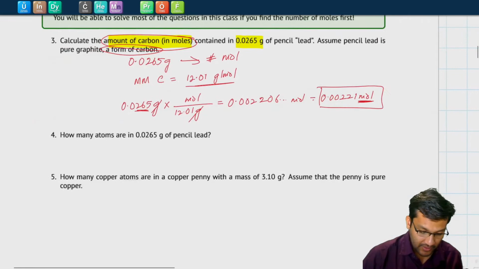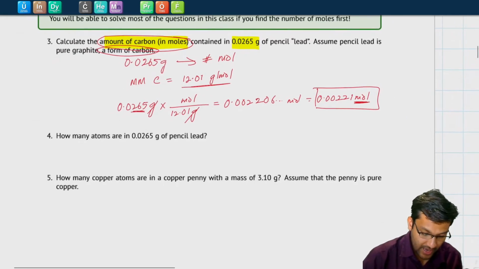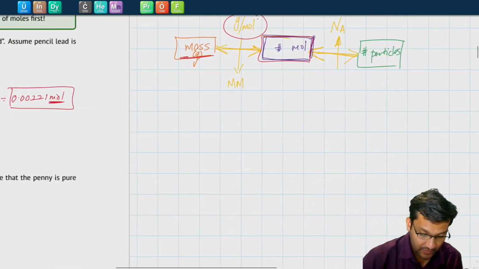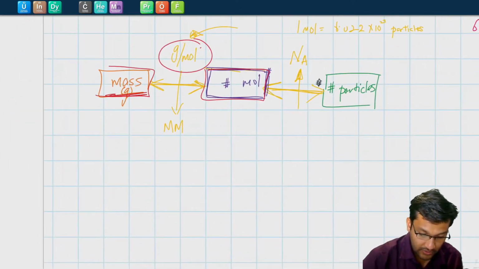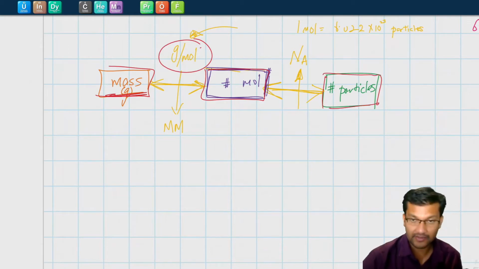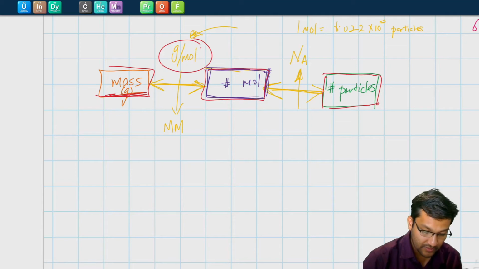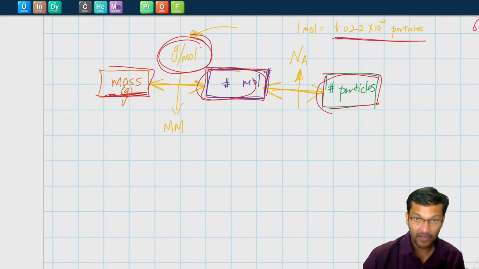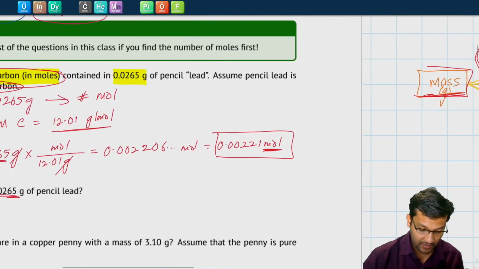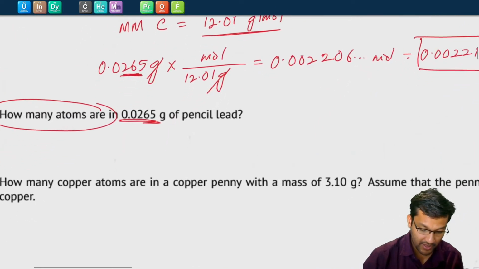Let's try a different one. Let's try going from grams to number of atoms. So in this example, we need to go from grams all the way to number of particles, number of atoms in this example. Again, we can go from grams to number of moles using the molar mass, and then from moles to particles using Avogadro's number. You can pause the video and try to figure out number 4 for yourself, and then unpause and we'll go over it together.